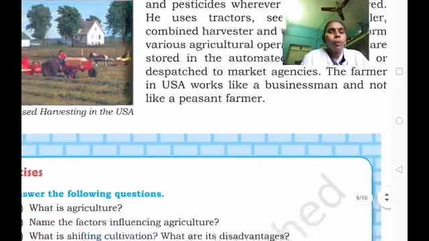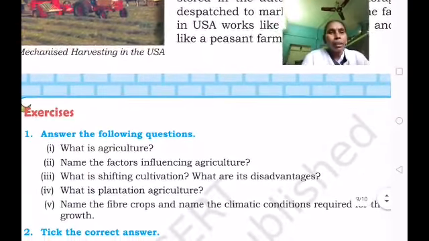So children, you have observed, and once again read the textbook. What is the comparison? What are the major crops? Next, the development of agriculture. Everything you have to read in the textbook, and you can understand all the information step by step. Here also, what is agriculture, and name the factors influencing agriculture. What are the factors? Climatic, topography and all.